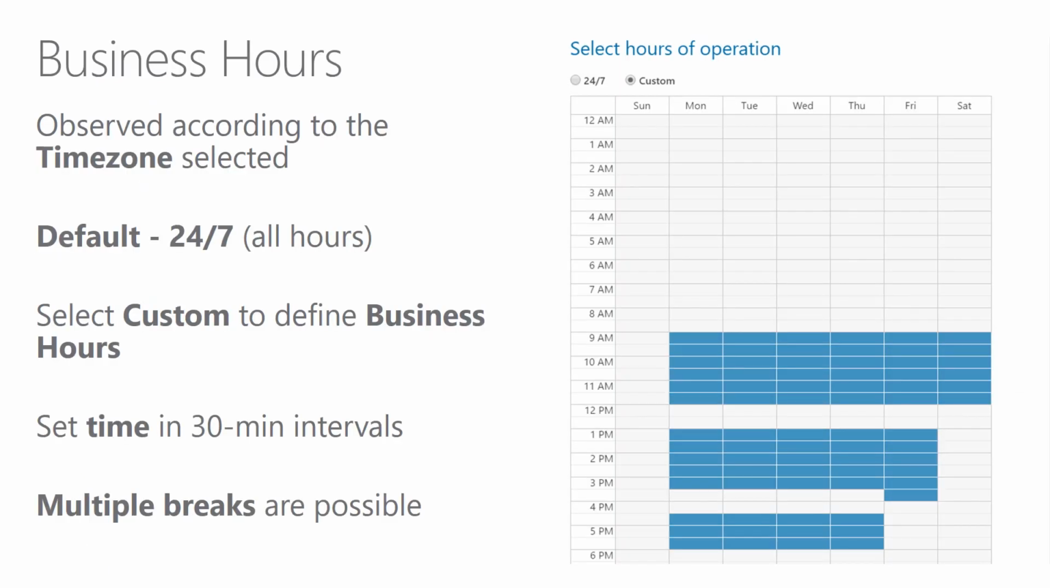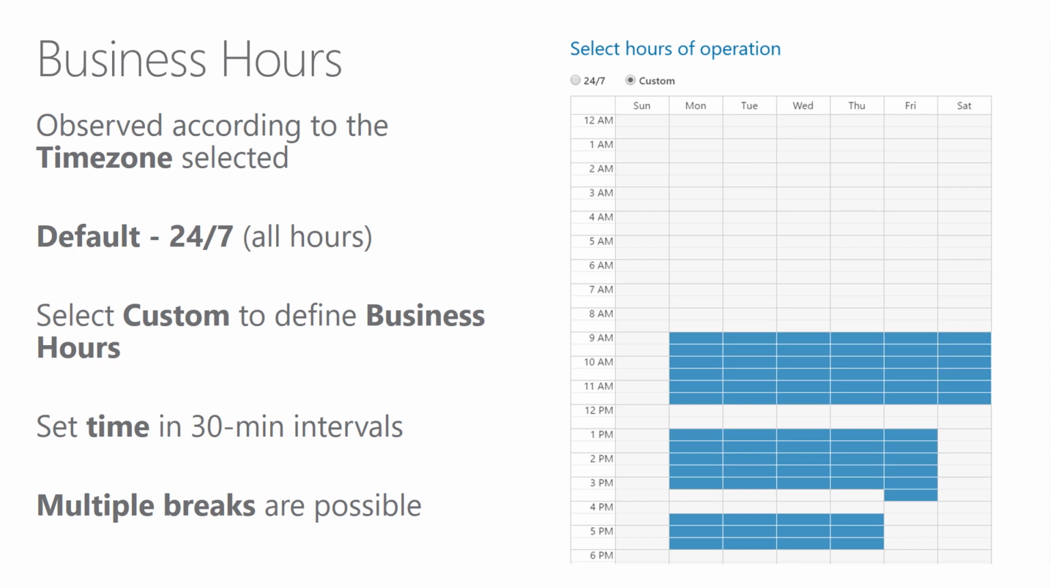So let's take a look at business hours first. They're observed according to the time zone selected. This makes it easier if you're in the US and you want to configure Auto Attendant, let's say for the Netherlands: you don't have to do all kinds of time zone calculations. You just say open from 9 to 12 and you set the time zone to Dutch.